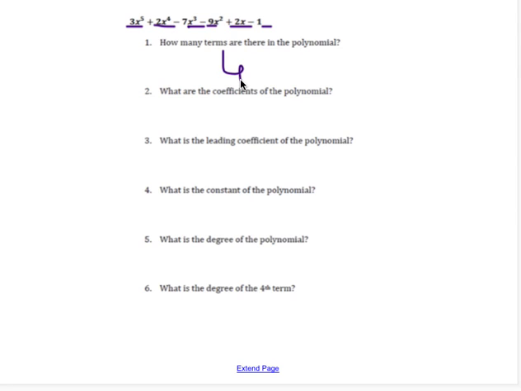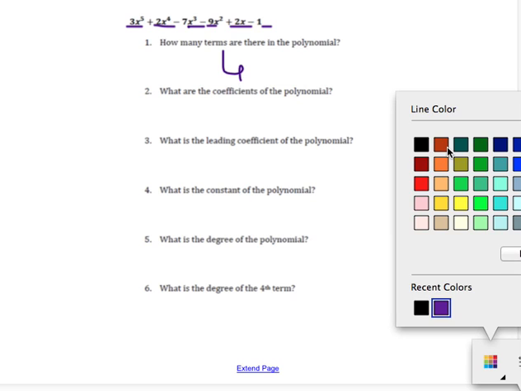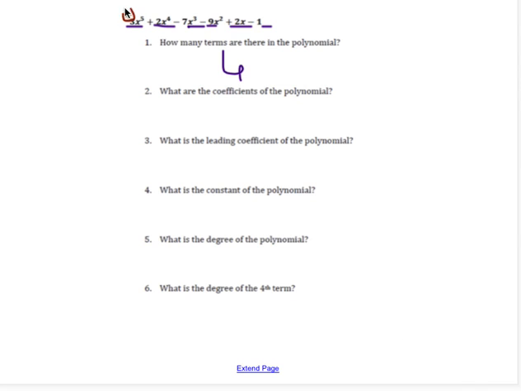Next thing you want to do is identify the coefficients. Well, the coefficients are going to be the numbers multiplied outside of everything with an x. So each of these represents a coefficient. So we have 3, 2, -7, and -9, and 2 again, okay?